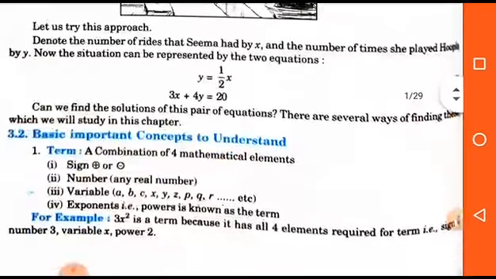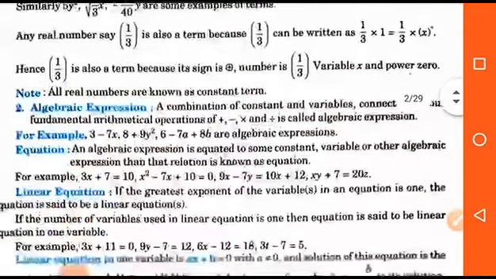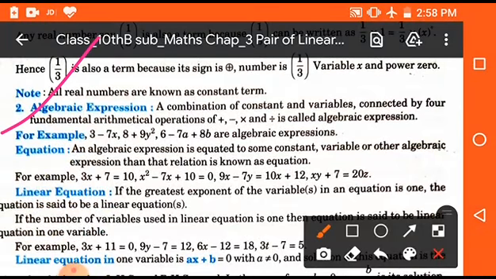First of all, I want to tell you some basic terms, like algebraic expression. A combination of constants and variables connected by the four fundamental arithmetic operations, plus, minus, multiplication and division, is called an algebraic expression. For example, 3 minus 7x, 8 plus 9y square, 6 minus 7a plus 8b are examples of algebraic expressions. Clear?